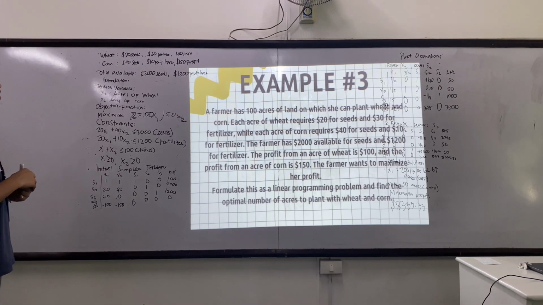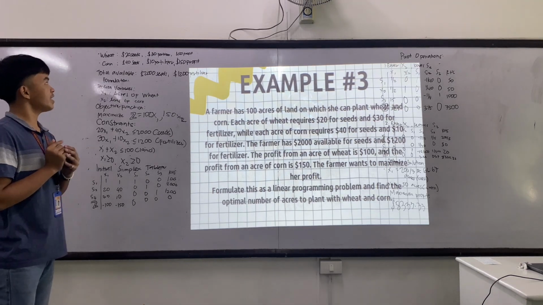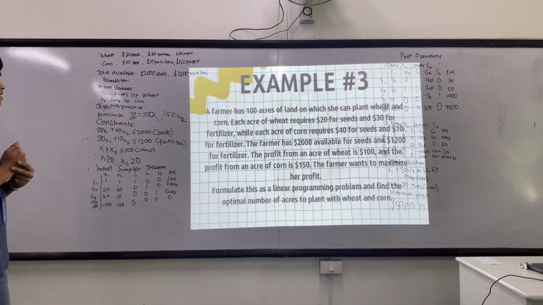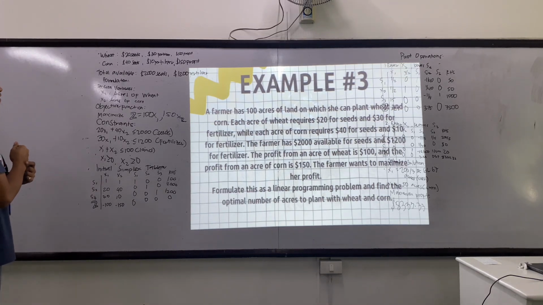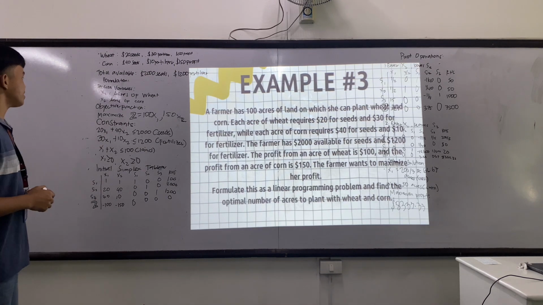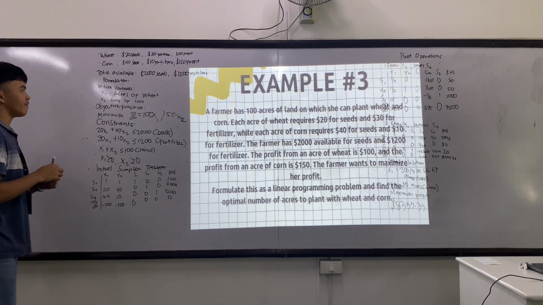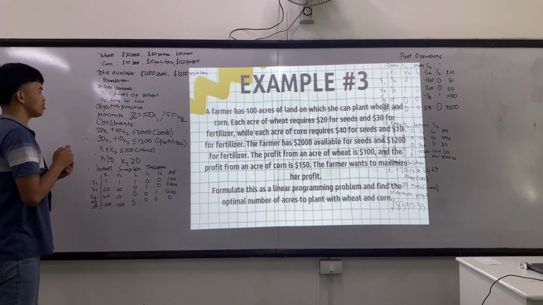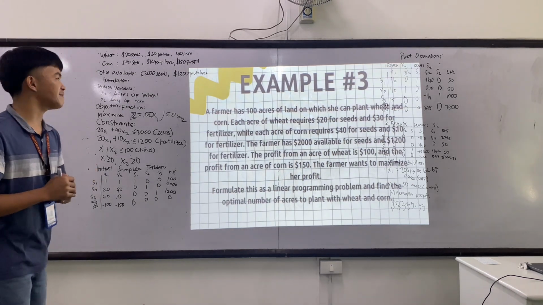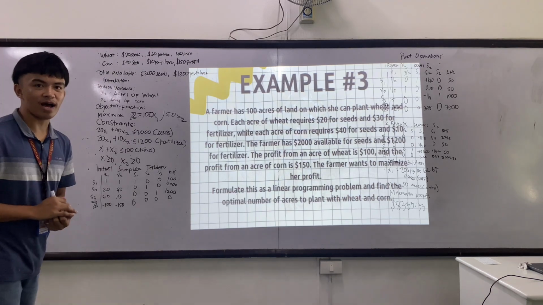For example number 3, we have wheat: $20 for seeds, $30 for fertilizer, $100 profit. For corn, we have $40 for seeds, $10 for fertilizer, and $150 profit. The total available is $2,000 for seeds and $1,200 for fertilizer. For decision variables, we have x sub 1 acres of wheat and x sub 2 acres of corn. For the objective function, we have to maximize 100 x sub 1 plus 150 x sub 2.